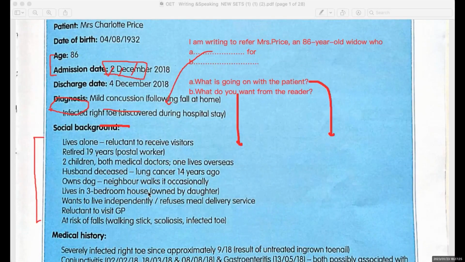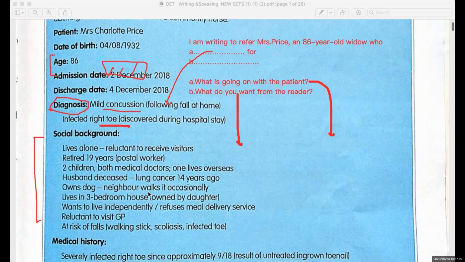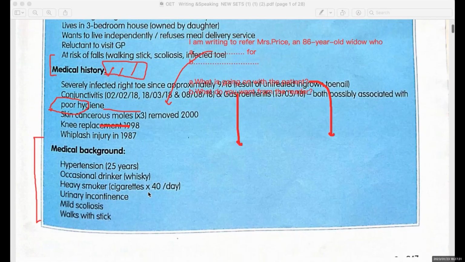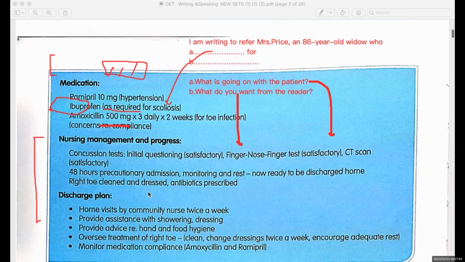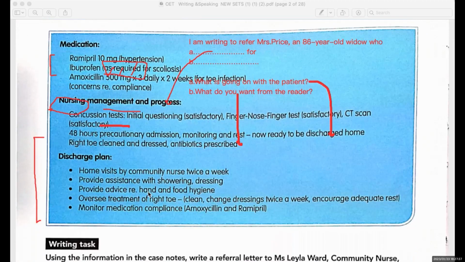So let us think, which is going to be our second paragraph? Is it going to be social work background? Is it going to be medical history? Medical background? Medication? Nursing management progress? Is it going to be a discharge plan? Well, let me tell you one. Spoiler alert. The discharge plan is always written just one paragraph before the ending of the letter. So the discharge plan doesn't even come into the equation. We're not going to talk about it.